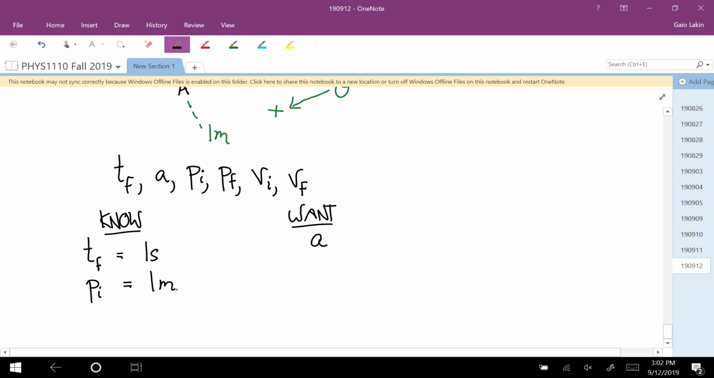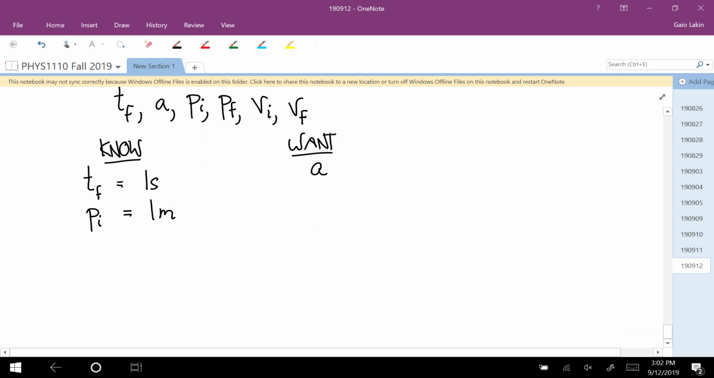Do we know the final position? That's 0. Do we know the initial velocity? That's negative 2 meters per second. Anyone have any questions about why that's negative? All right, and final velocity we don't know.